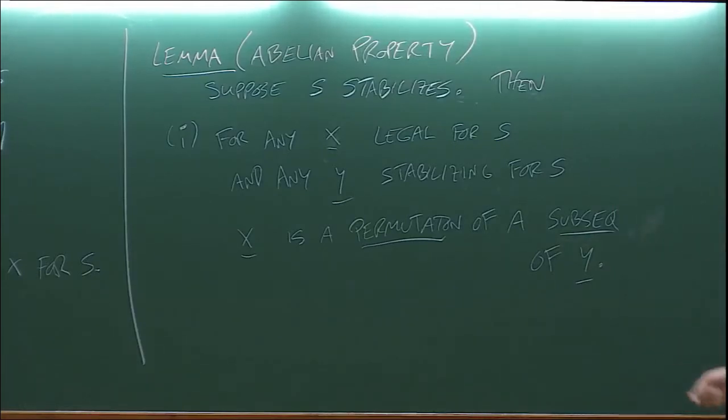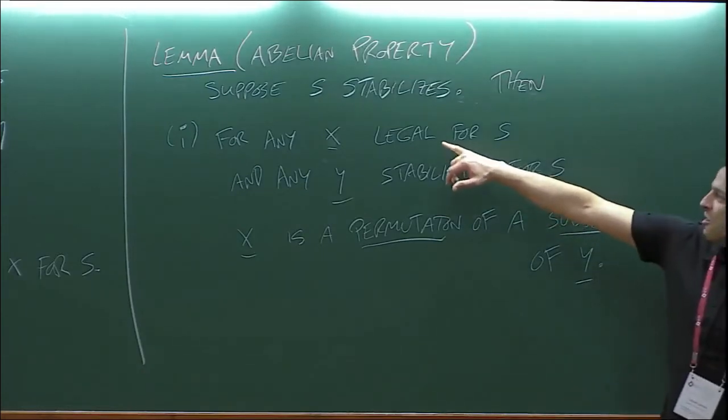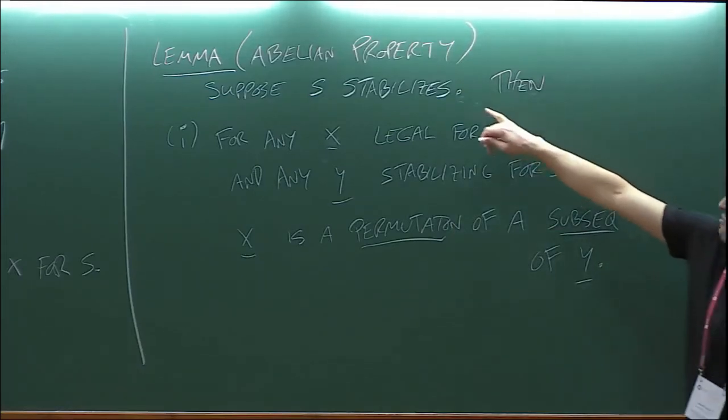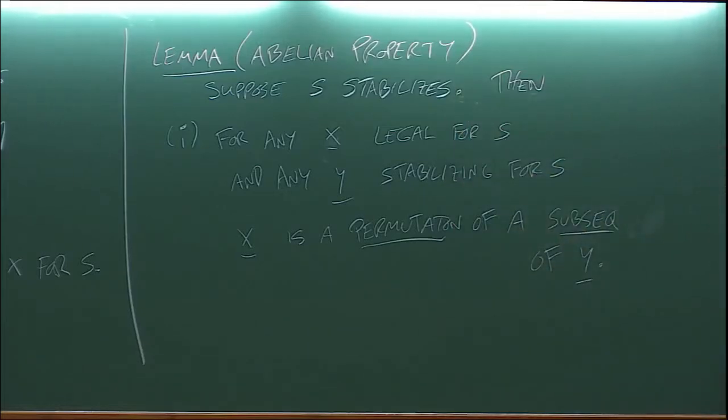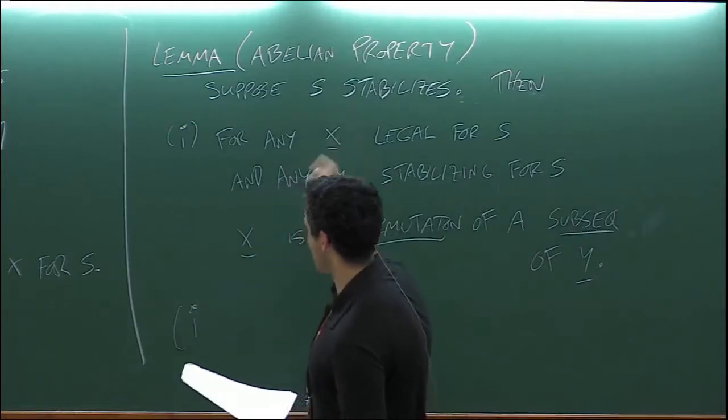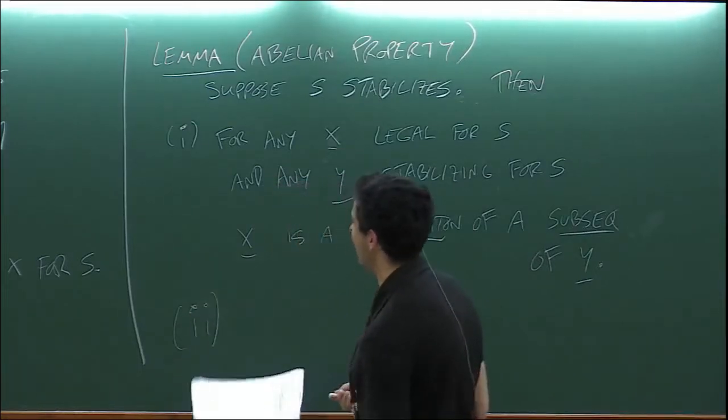So in particular, there's an upper bound on the length of legal sequences for S, right? Just take your favorite stabilizing sequence, which by assumption exists. And then any legal sequence has to be a permutation of a subsequence of that, so it has to be at most the length of that stabilizing sequence. Okay, so we'll prove this in a sec, but let me state the rest of the lemma.